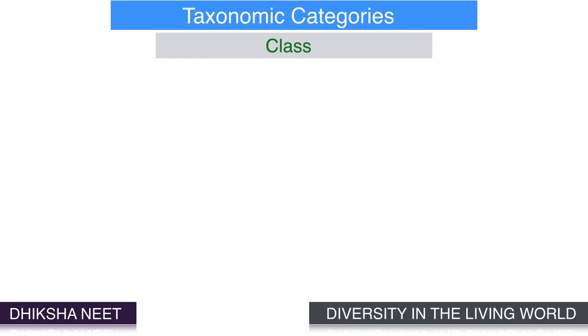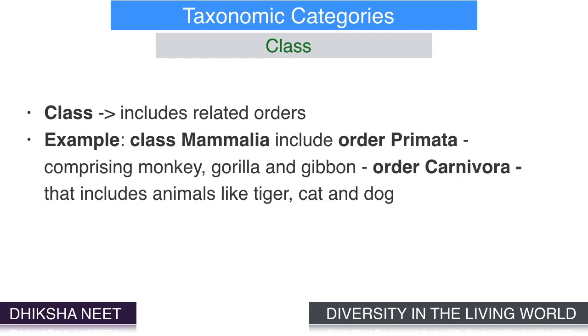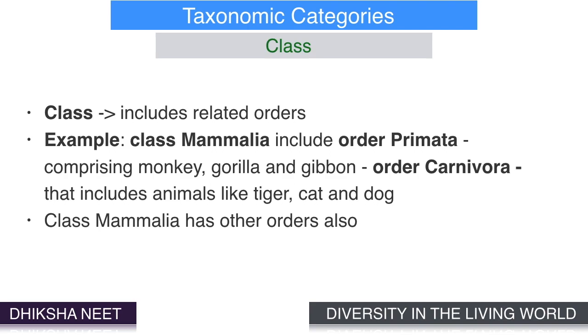Taxonomic category class. This category includes related orders. For example, order Primata, comprising monkey, gorilla and gibbon, is placed in class Mammalia, along with the order Carnivora, that includes animals like tiger, cat and dog. Class Mammalia has other orders also.